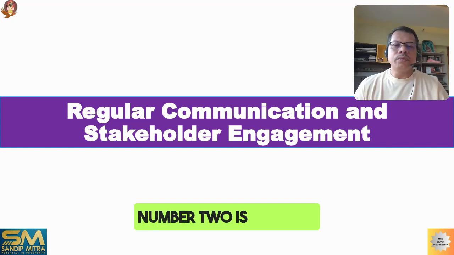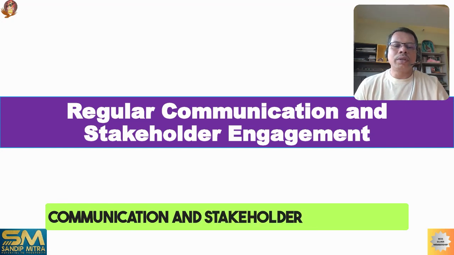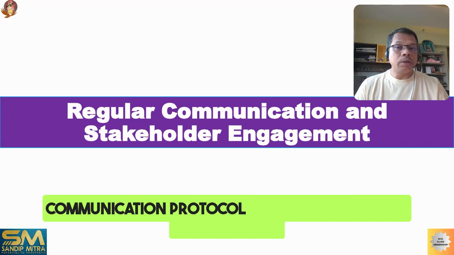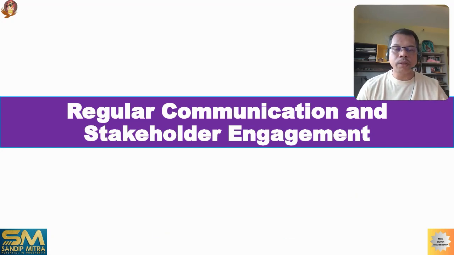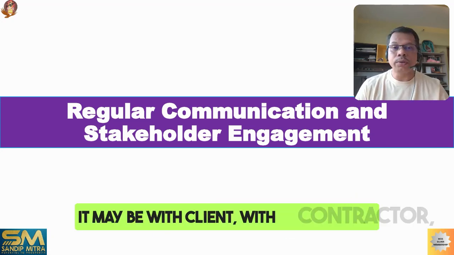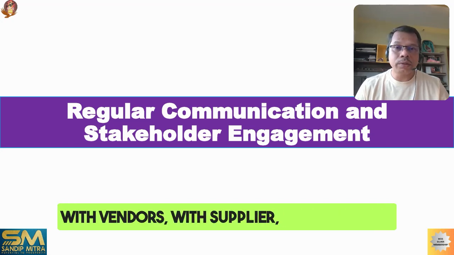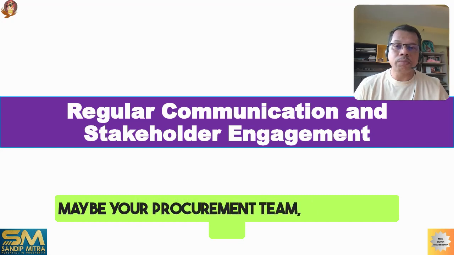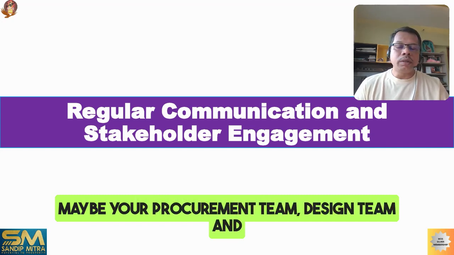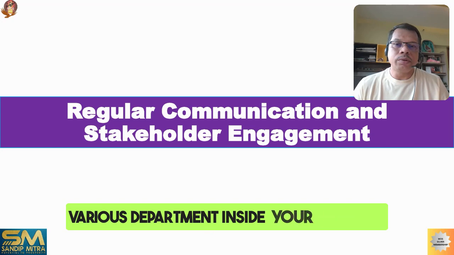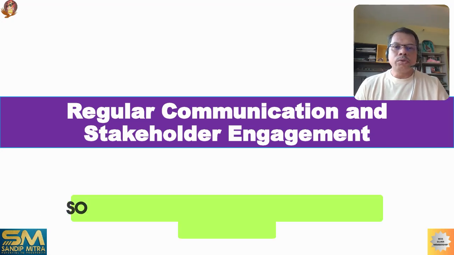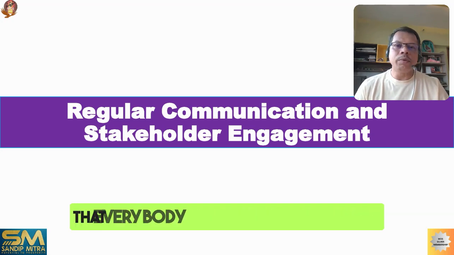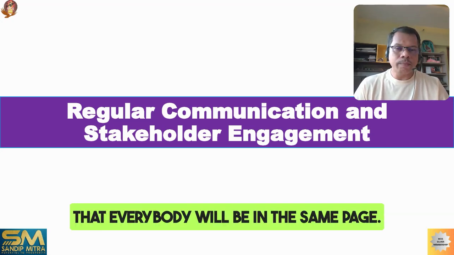Number 2 is regular communication and stakeholder engagement. Now there should be a proper communication protocol between different stakeholders. It may be with the client, contractor, vendors, suppliers, in-house team, maybe your procurement team, design team, and various departments inside your company. So clear communication is definitely required, so that everybody will be on the same page.